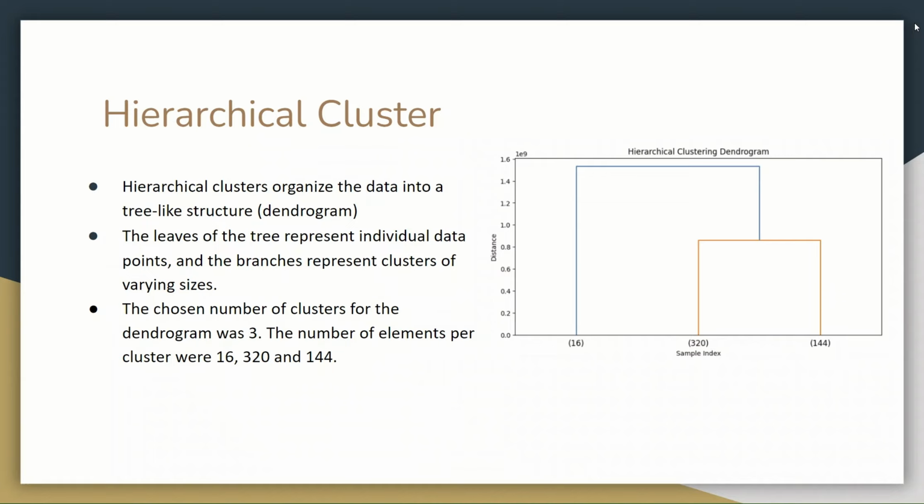Next, we'll have a look at the hierarchical cluster. The hierarchical cluster organizes the dataset into tree-like structures known as dendrograms. The leaves of the tree represent the individual data points, and the branches represent the clusters of the various sizes. For our chosen cluster, we have three distinct branches, which are also our clusters, and the number of elements per cluster are 16, 320, and 144, respectively.